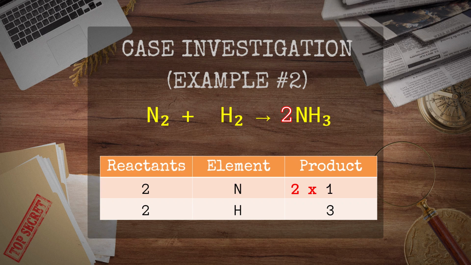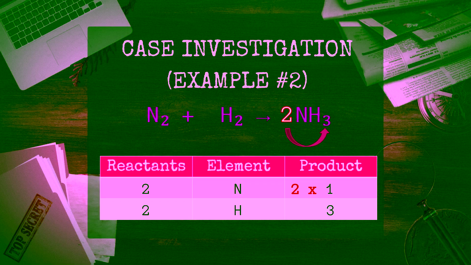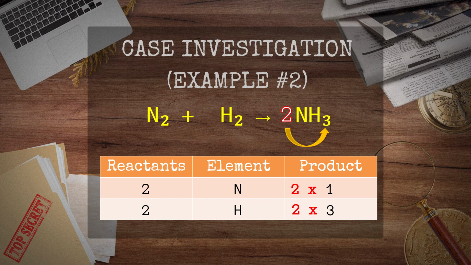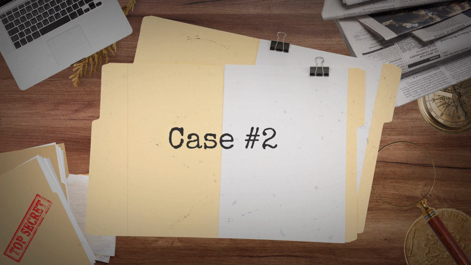Next, let's check hydrogen. Now, we have 6 hydrogen atoms on the right, but only 2 on the left. So, we adjust the coefficient of hydrogen. To get 6 hydrogen atoms, we need 3 H sub 2. Let's check everything. Balance. Case closed.